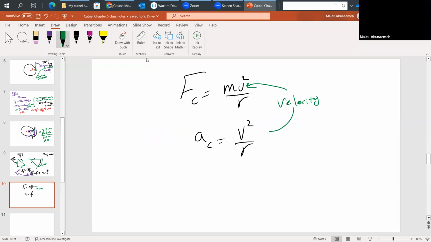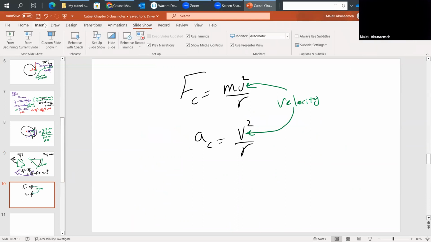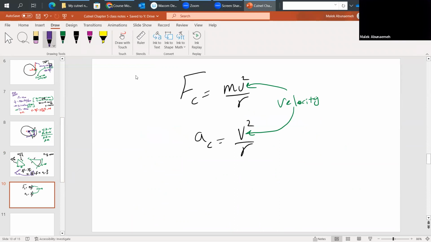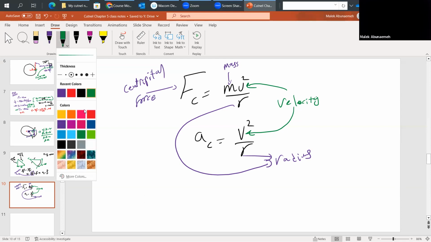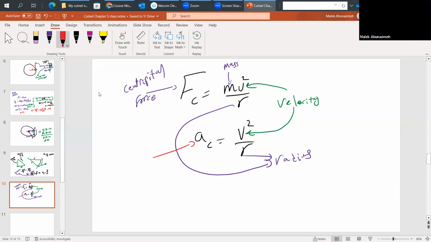for this little fella, r is the radius for this little fella over here. And of course, m is your mass. Fc is your centripetal force, and ac, that's your centripetal acceleration.